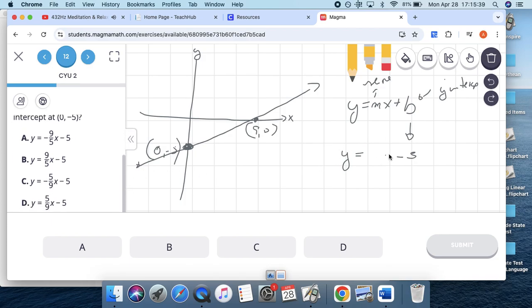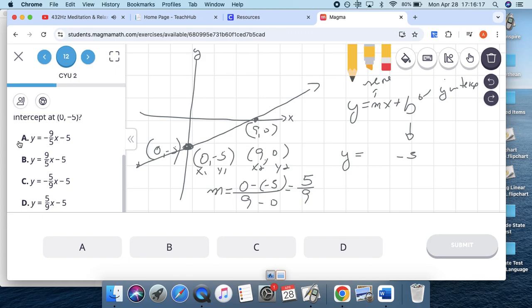Now, to find the slope, we're going to do y2 minus y1 over x2 minus x1. So let's get the 2 points. One point is 0, -5. The other point is 9, 0. So I'm going to call this x1, y1, and this x2, y2. The slope is y2 minus y1, 0 minus -5, over x2, 9 minus 0. A negative and a negative is a positive. I get 5 over 9. It has to be positive because this line goes up.